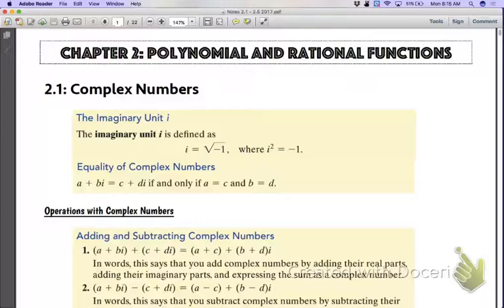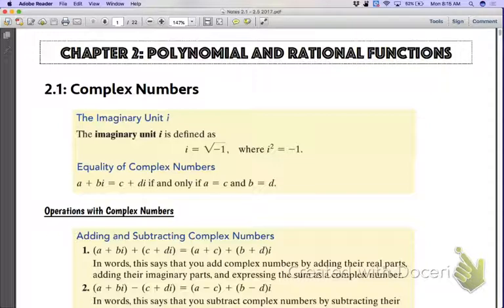Chapter 2 is going to deal with polynomial and rational functions. So a lot of what we'll deal with will be factoring, but the main part, at least for the first part today, will deal with complex numbers.